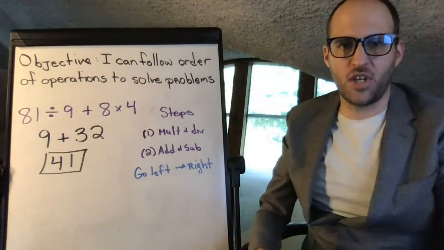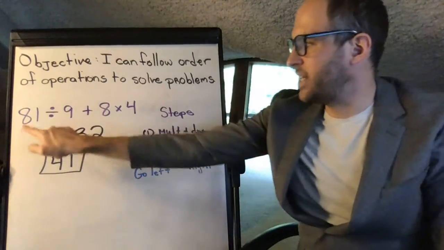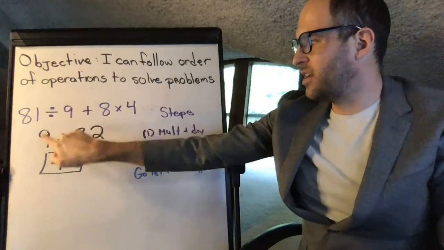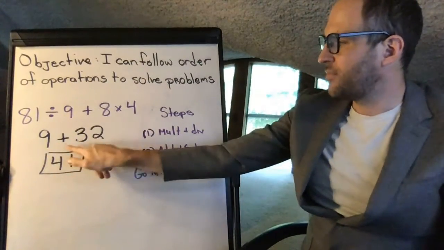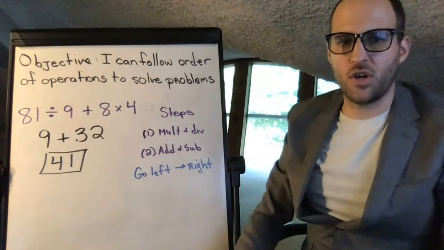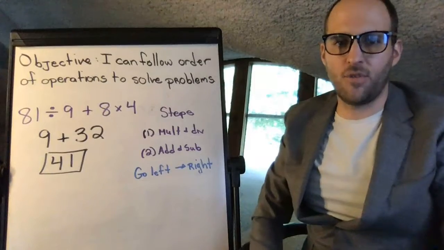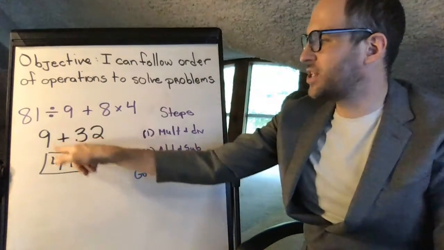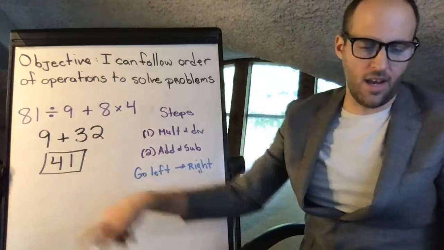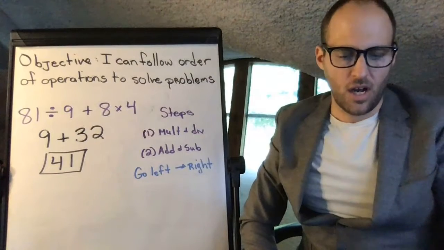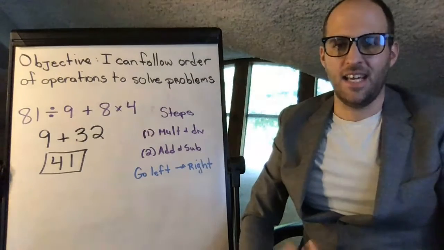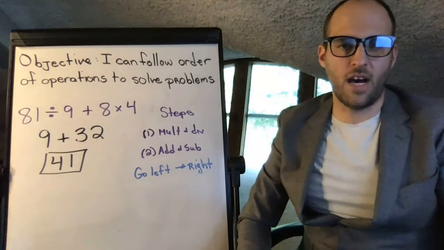So you have to do the division before you multiply, which means you have to do 81 divided by 9, which is 9, plus 8 times 4, which is 32. Then you can add up those problems, and 9 plus 32 equals 41. So let's do a couple more problems and see if I can trick you with these order of operations.